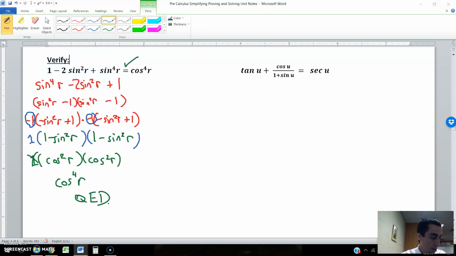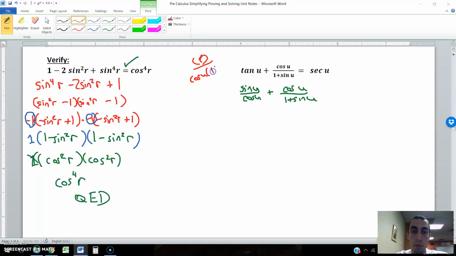Next up, all right, for this one here, let's sine and cosine it out. Sine of u, cosine of u, and then we'll just rewrite the rest. Now I've got two fractions, and so one of my strategies is to get common denominators. So I'm going to do that. My common denominator is going to be cosine of u times 1 plus the sine of u. That's what I'm going to want my bottom of the fraction to look like.